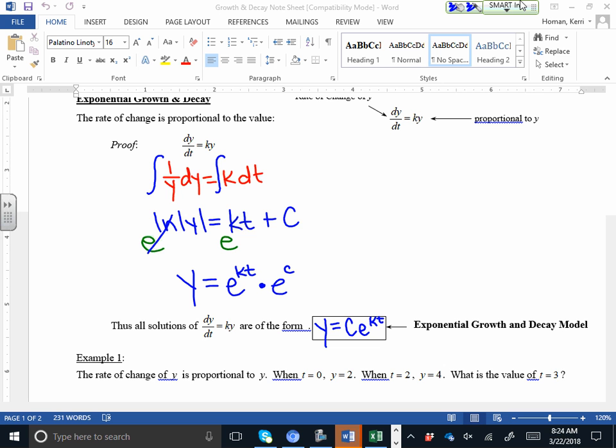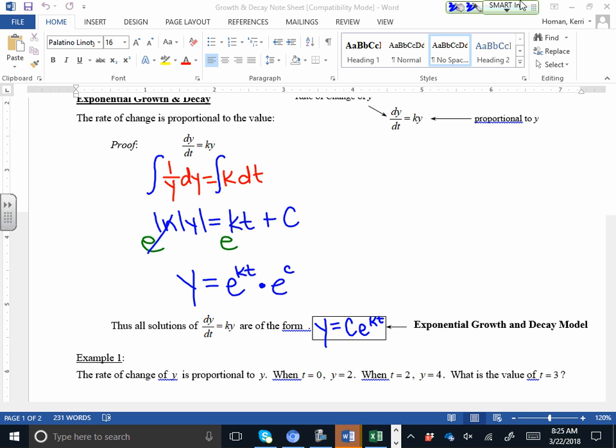What does it remind you of? Exactly. It is PERT. I think I have a group of students who call it KET. Not as cool as PERT, but it's exponential growth and decay. We're not using PERT because we're not talking about money, and that's technically what PERT is for, but it's the same concept. C is still your initial amount because if t is 0, y equals c. And k is going to be your rate of increase or decrease.